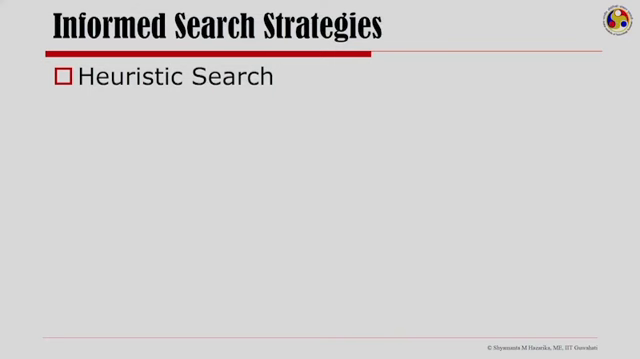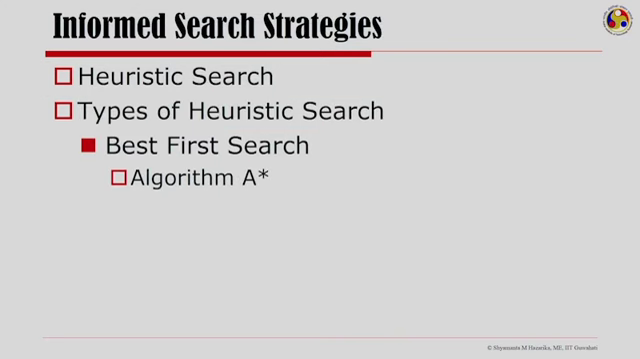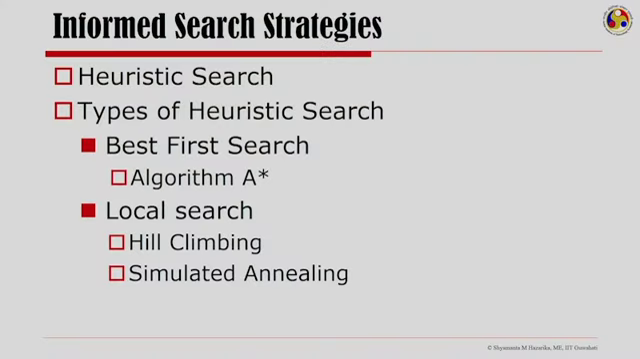Informed search strategies use task-dependent information and are also called heuristic search. We would first look at heuristic search. We would thereafter look at the types of heuristic search. We would typically do two interesting types. First, the best first search. We will discuss algorithm A and thereon define algorithm A star. We would then look at local search and discuss hill climbing and simulated annealing.